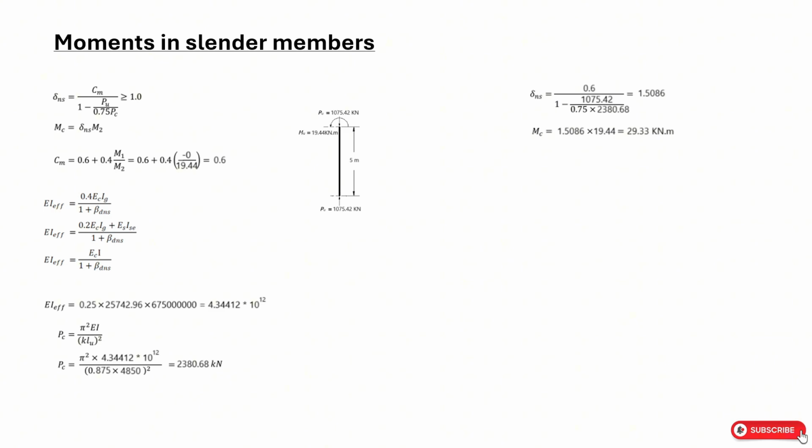That means that the primary moment computed based on the first order analysis should be increased by 50% to include the secondary moment. Now we will check the results.